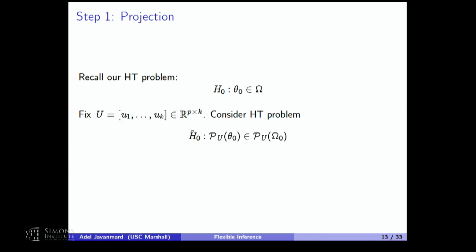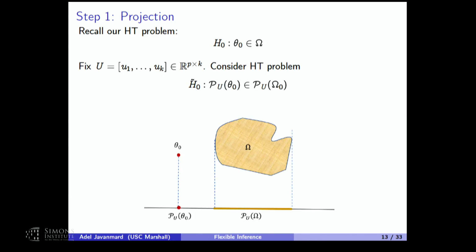Instead of trying to test this hypothesis, I project on some subspace U. So this is what I do. Now it's easy to see that if this null hypothesis is true, then the H tilde is also true. If something is in omega, then the projection is also in omega. So if I can control the type 1 error, the false positive rate for this one, it also controls the false positive for the first problem.